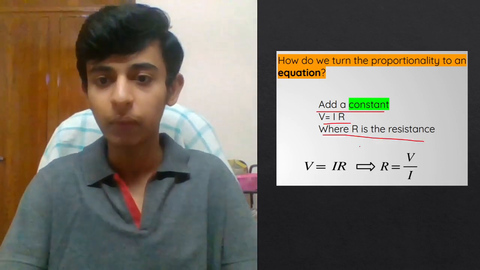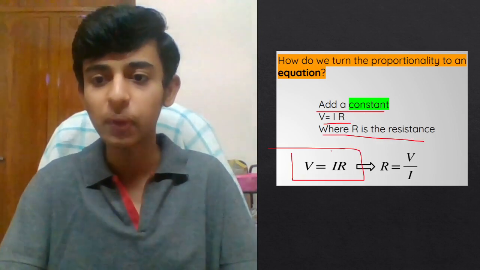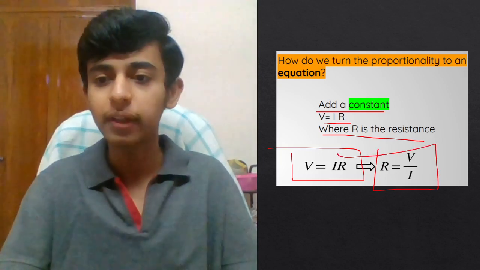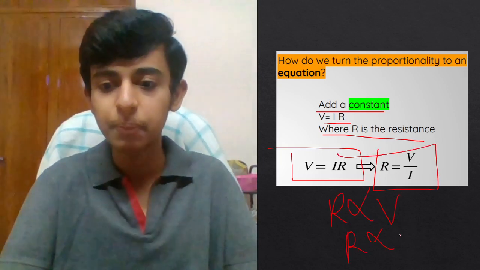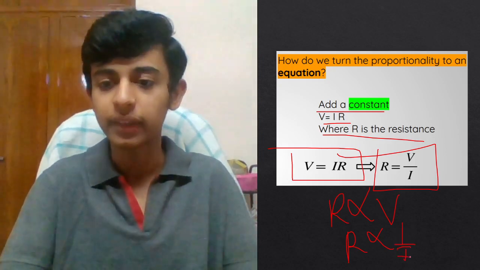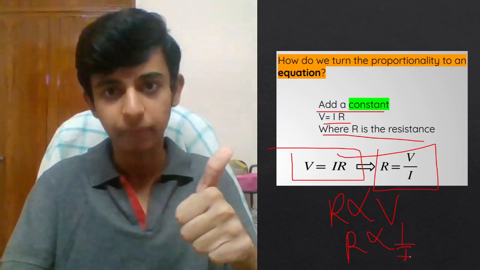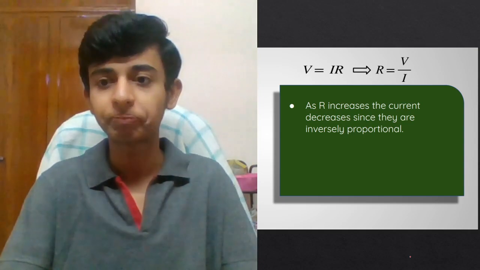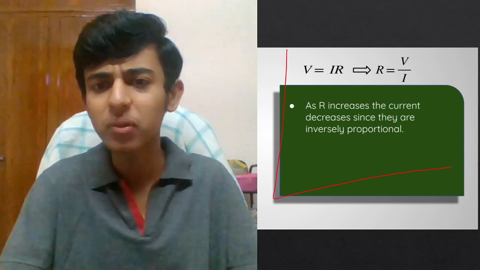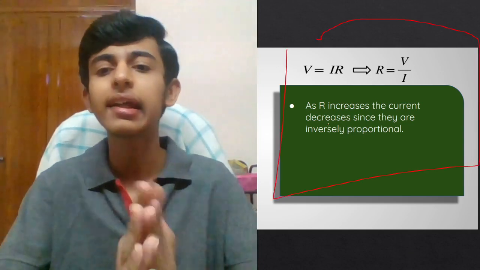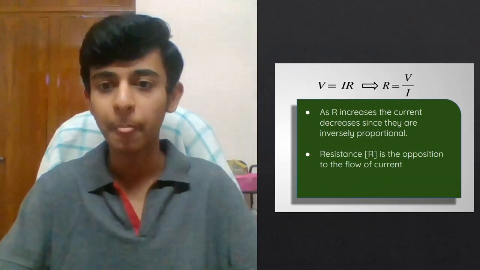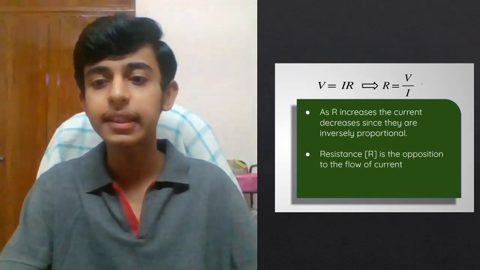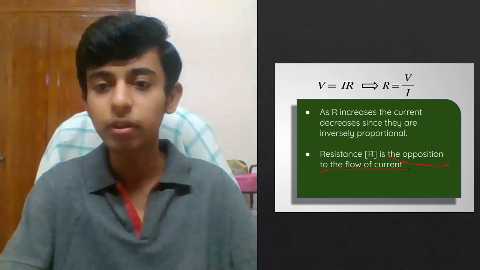Now see, we are able to understand if V is equal to IR, then R will be equal to V upon I. So R is directly proportional to V, R is inversely proportional to I, that is current. Clear? Now this is something which I explained to you just now. You can read, and since they are inversely proportional. Got it? Now see, resistance is the opposition to the flow of current.